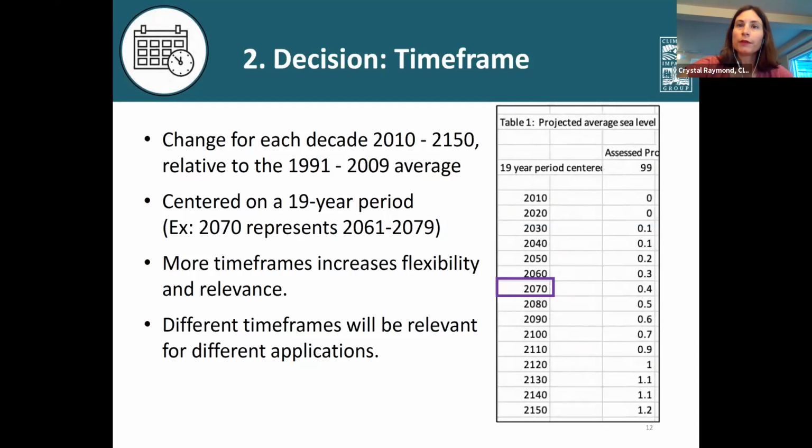And when you download the data from the website, you can see all these decades and select whichever one is most appropriate for your application. So this increases the flexibility of the data and allows you to really select a time frame that's specific to how you want to use the information.